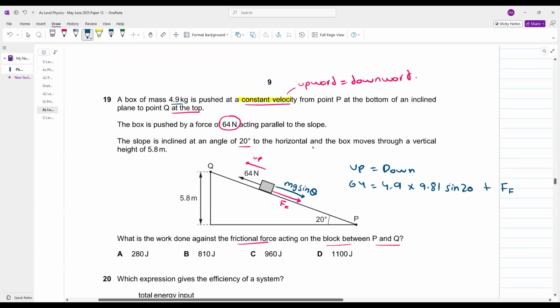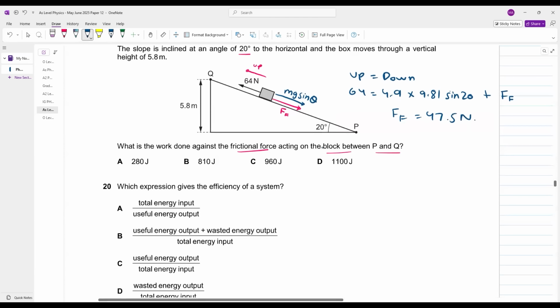64 minus 4.9 into 9.81 into sine of 20. What does your answer come out to be? Frictional force किसके equal आ गई है? 47.5 Newton. Perfect. Now you have to calculate the work done against frictional force. How will you do that? Work done against frictional force is equal to the frictional force multiplied by the distance.